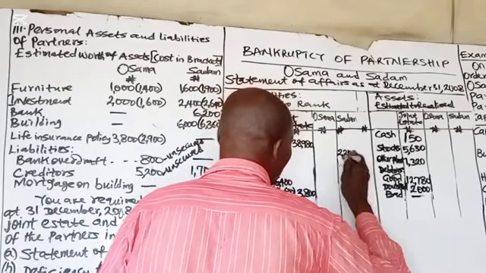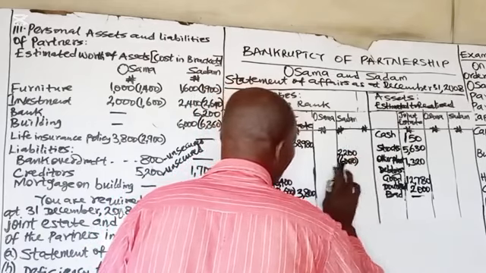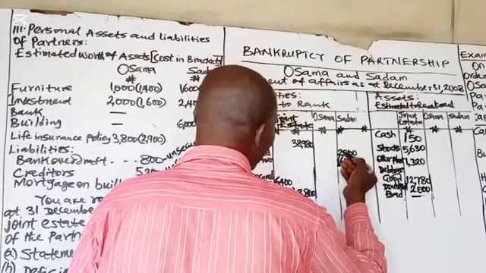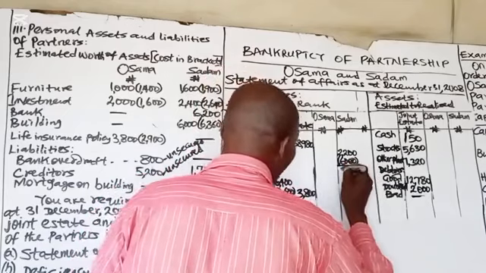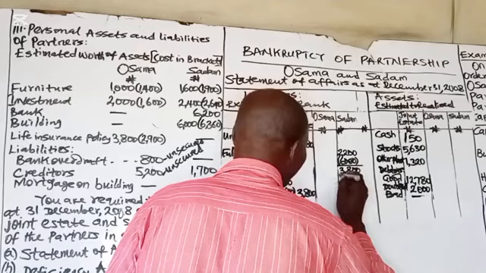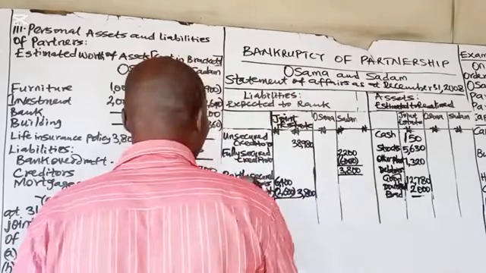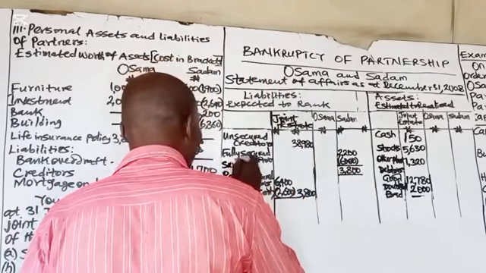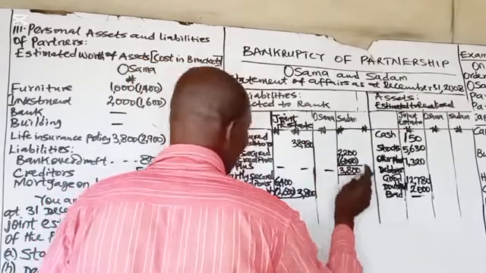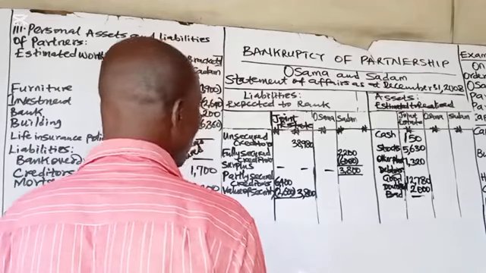6,000. If you subtract 6,000 minus 2,200, you'll be left with 3,800. That 3,800 is the surplus in hands of fully secured creditors. The surplus is 3,800.